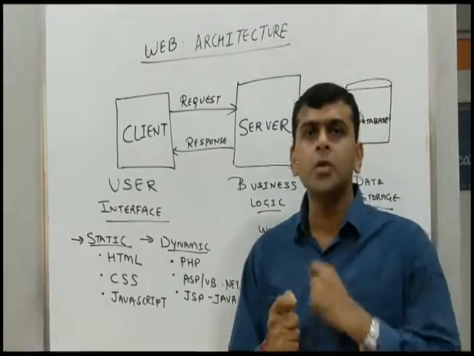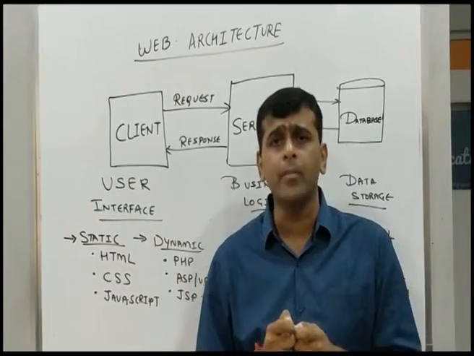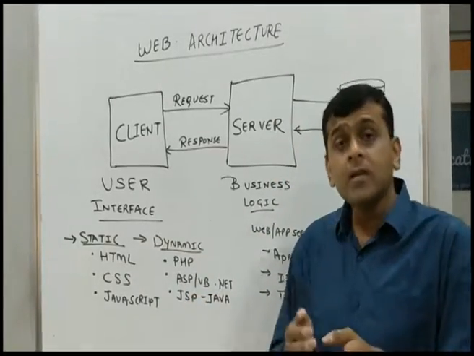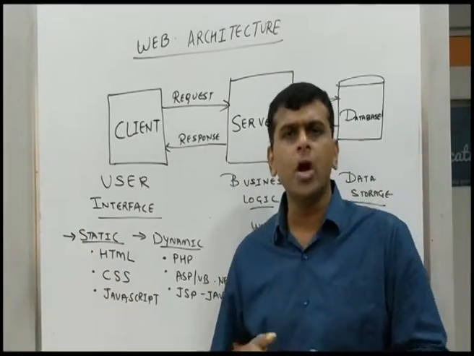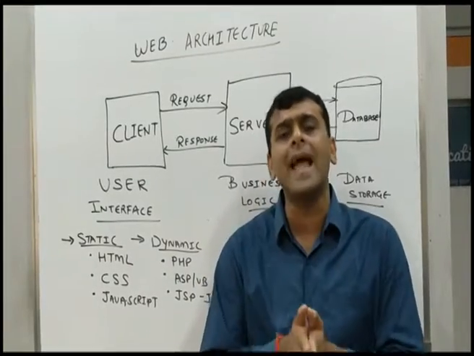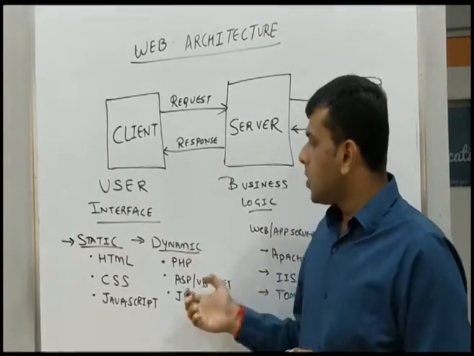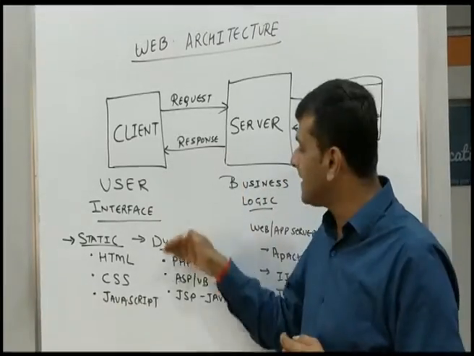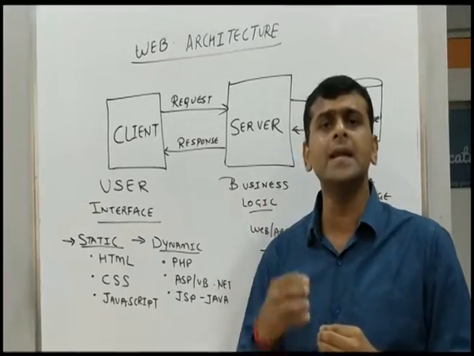But if you want user interaction, you want data to be stored and retrieved, like a typical MakeMyTrip or a typical Facebook, then you need to go for a dynamic website. This involves languages like PHP, JSP, Java, ASP.NET, VB.NET, Ruby on Rails. There are so many frameworks and languages involved in making a dynamic website. So again comparing to the human body, the brain will be these languages that will help you with user interaction, storing data in a database or a file.